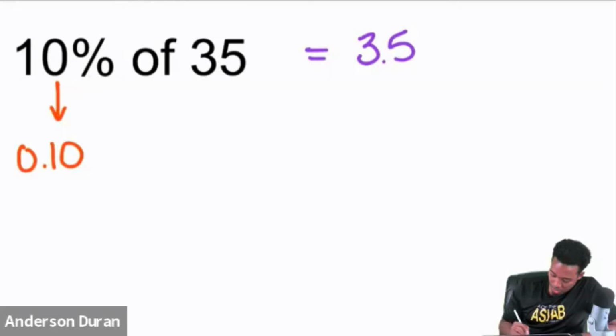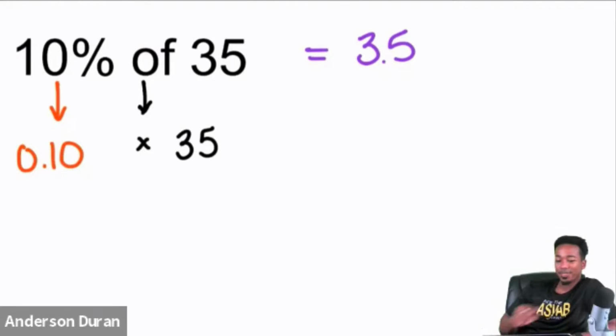Cool. And then from here, the word "of" means times, and we bring in that 35. Devin, I'll answer that in a moment for you. I got you, boss. So here, we got 0.10 multiplied by 35.